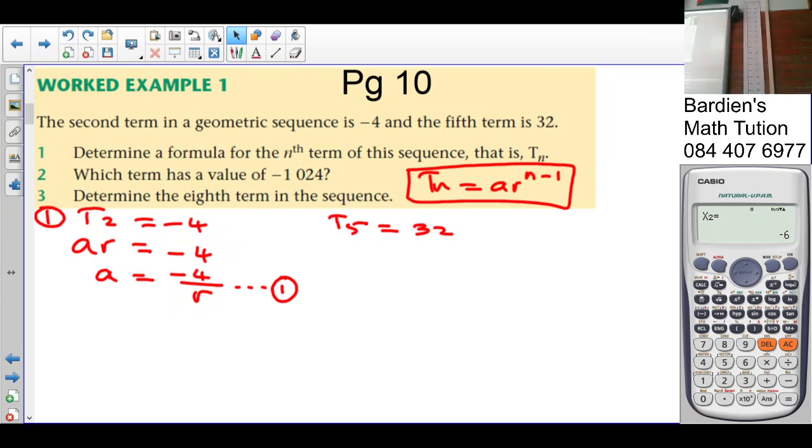Okay, let's look at number 4. Which term has a value of 3 over 64? So in other words, the nth term is 3 over 64. Okay. So what is Tn? 96 into a half to the n minus 1. So you write that in. You solve for n now.